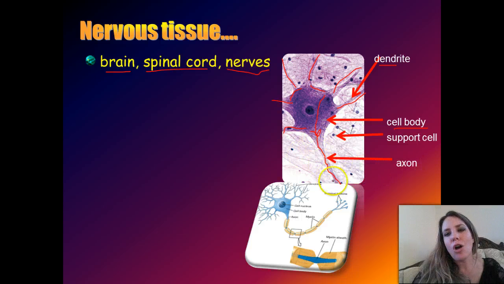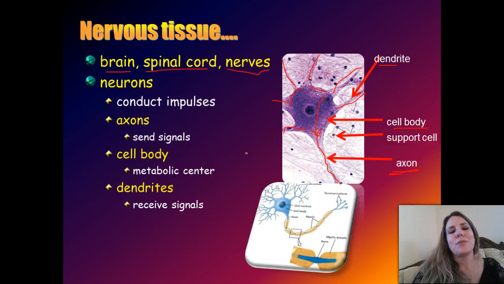So that long arm there where the signal is transferred is called the axon. And then around nervous tissue, you'll have little supporting cells. So you'll learn all about this when we get to the nervous system. Okay, so neurons conduct impulses.